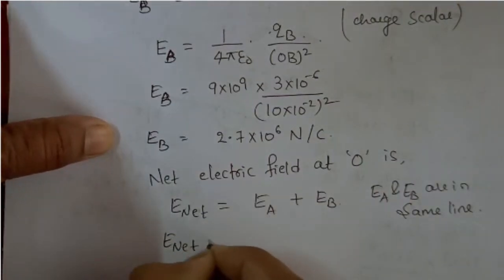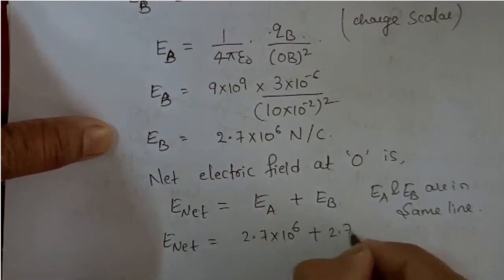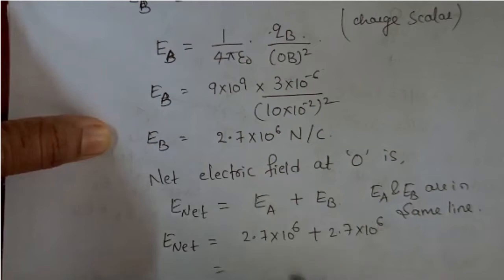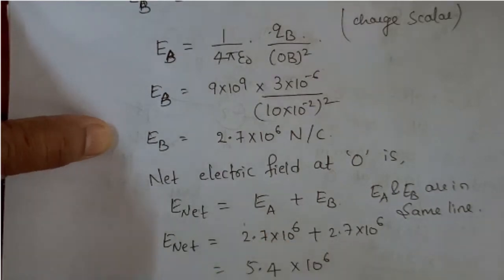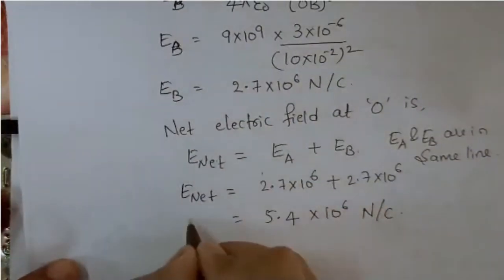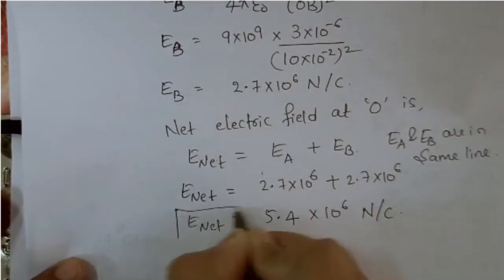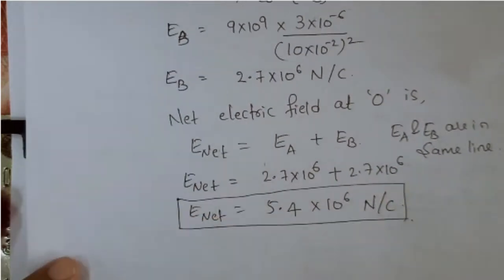So therefore E net at O is equal to 2.7 into 10 raised to 6 plus 2.7 into 10 raised to 6. So 10 raised to 6 is common, then add 2.7 and 2.7, which gives 5.4. Right? So the answer, the unit is Newton per coulomb. So this is the E net value at the midpoint. So this is the solution for question A part.